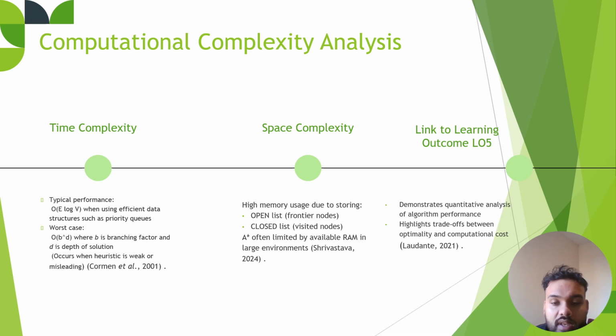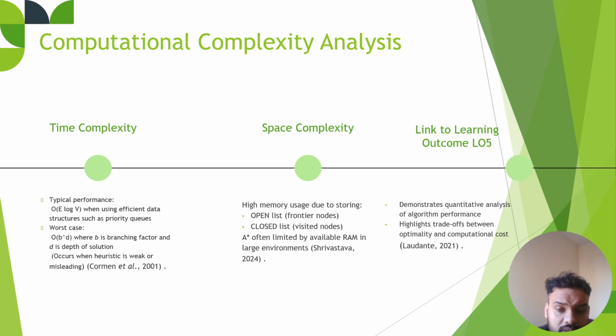However, the worst case scenario is O(b^d), where b is the branching factor, how many neighbors each node has, and d is the depth of the solution. The worst case occurs when the heuristic is weak or misleading, essentially making A* behave more like a uniform cost search.